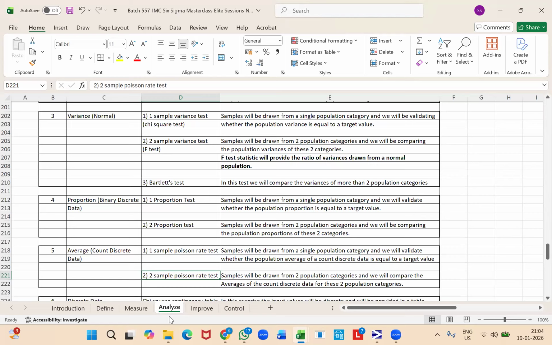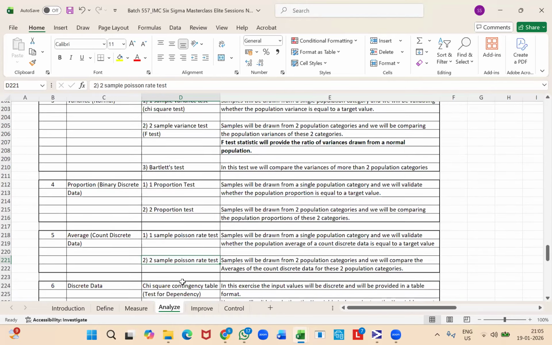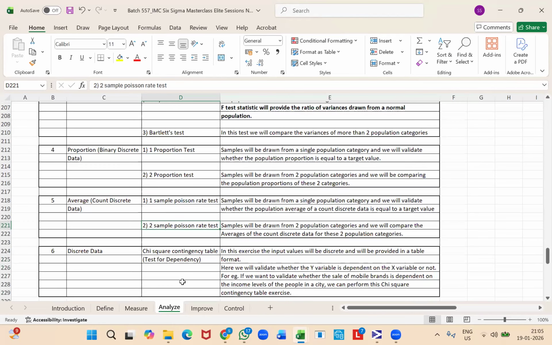So this is the formula for productivity: average number of units produced per hour. If you want to compare this metric for a couple of processes like process A versus process B, then we need to perform the two sample Poisson rate test, right? So, one sample Poisson rate test and two sample Poisson rate test for average, which is the primary metric for representing count discrete data.